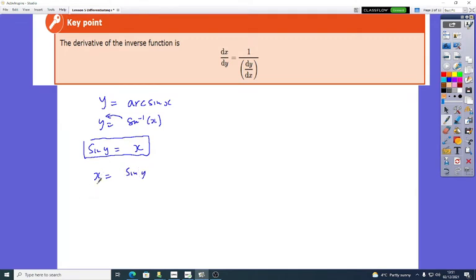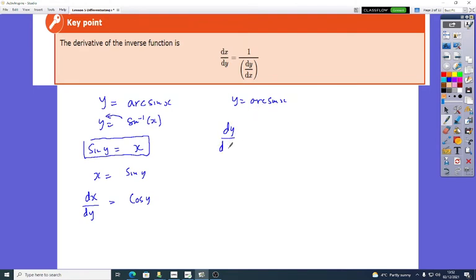So if I now differentiate this, dx dy, I'm differentiating this with respect to y. So the differential of sine, sine goes to cos, and that's cos y. Okay. Now I initially had y equals arc sine of x, and I wanted to find what the differential of that inverse function is.